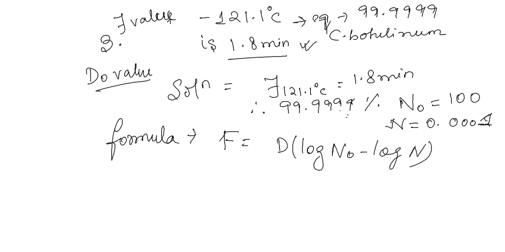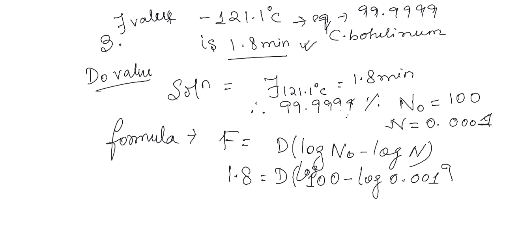So F is already there, 1.8 minutes, D you are not aware of, log N0 is log 100 minus log 0.001. Here we can substitute, and after the calculation you will be getting the D value.